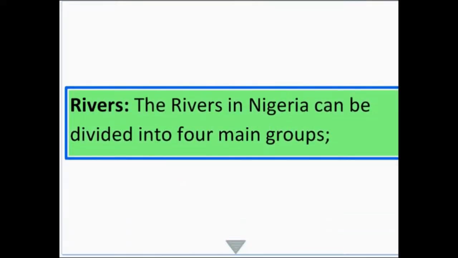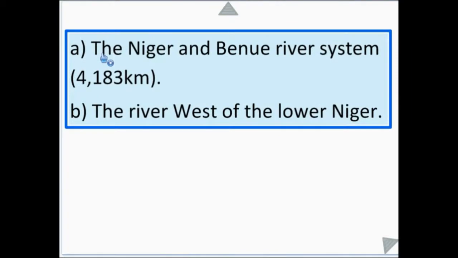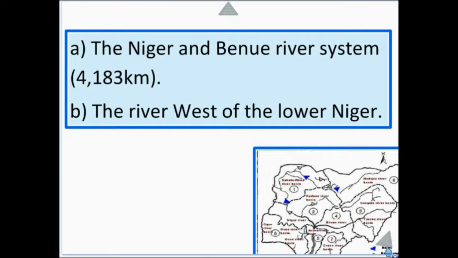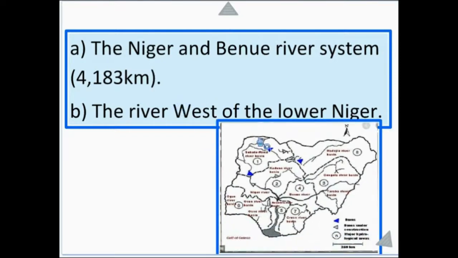The rivers in Nigeria can be divided into four main groups. Let's see this. The first group is the one we call the Niger and Benue River System, and the whole length of it is 4,183 kilometers. That's the length of the Niger and Benue River System. Now, let's refer back to the map. The Niger-Benue River System has to do with the River Niger.